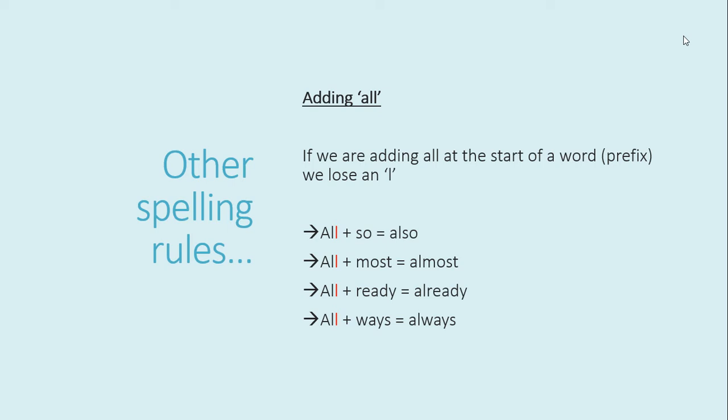Other things that we might want to consider. If I'm adding the prefix "all" to a word, so at the start of a word, I need to lose one of the L's. We don't keep both of them when we add the two words together. So if I wanted to say "also", when I add "all" and "so" together, I take away an L. "Almost": take away an L before I add "all" and "most" together, as you can see the pattern.